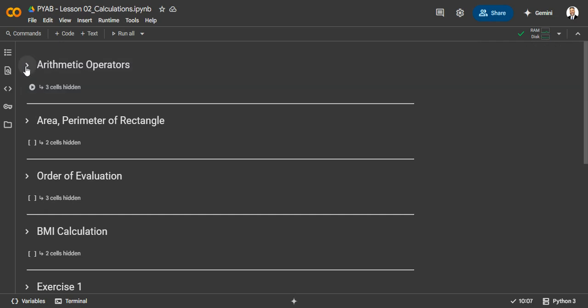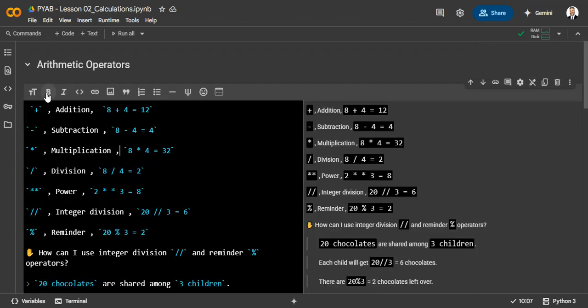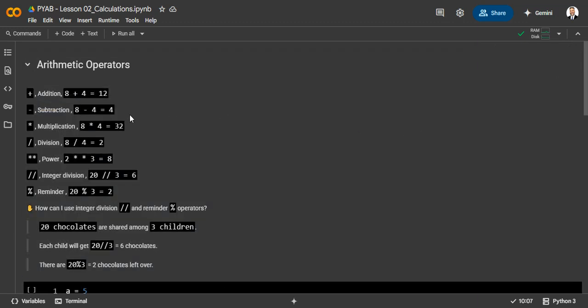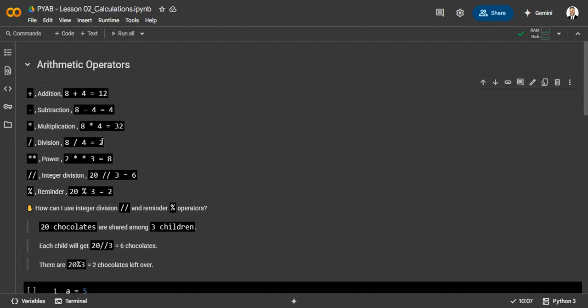Python has 7 different arithmetic operators which are addition, subtraction, multiplication, division, power, integer division and remainder. These 4 are fairly easy for you to understand. I don't think you'll have a problem. Then what is power? The power operator is double star. So when you use 2 power 3, basically it is 2 times 2 times 2, which is 8.